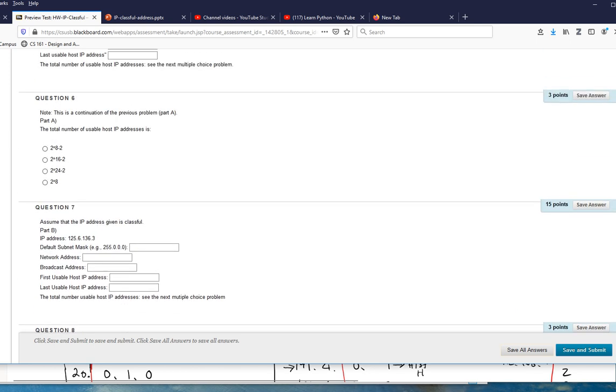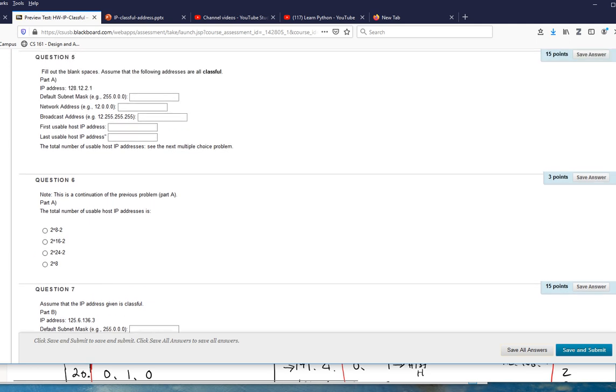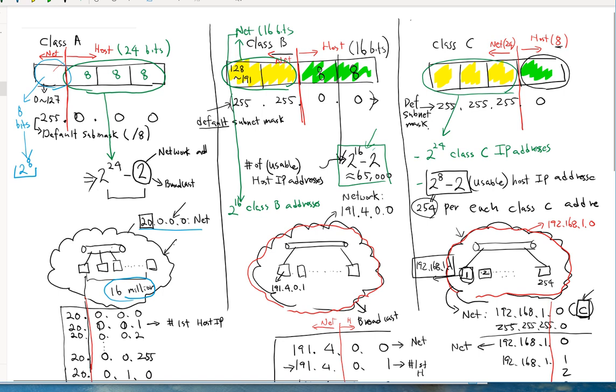By the way, let's look at question number 6, which is a continuation of question number 5, part A. For the total number of usable host IP addresses, you have to do a multiple choice. The first option means 2 to the power of 8 minus 2. So you have to select. Now I want to talk about the last usable host IP address, since I didn't really use this. So go back to our example.